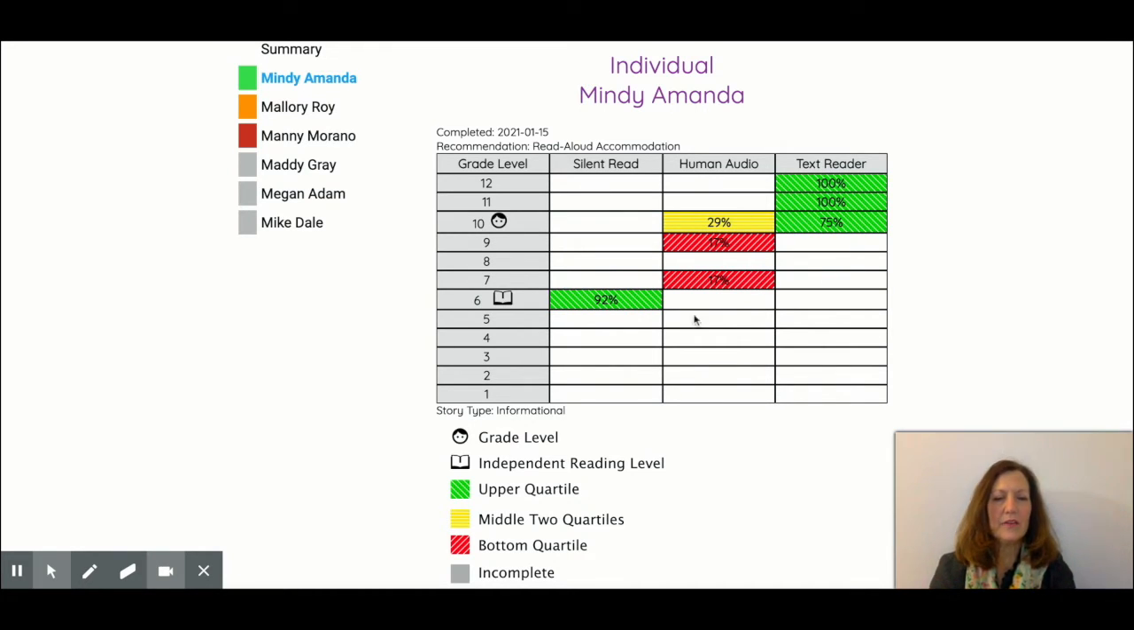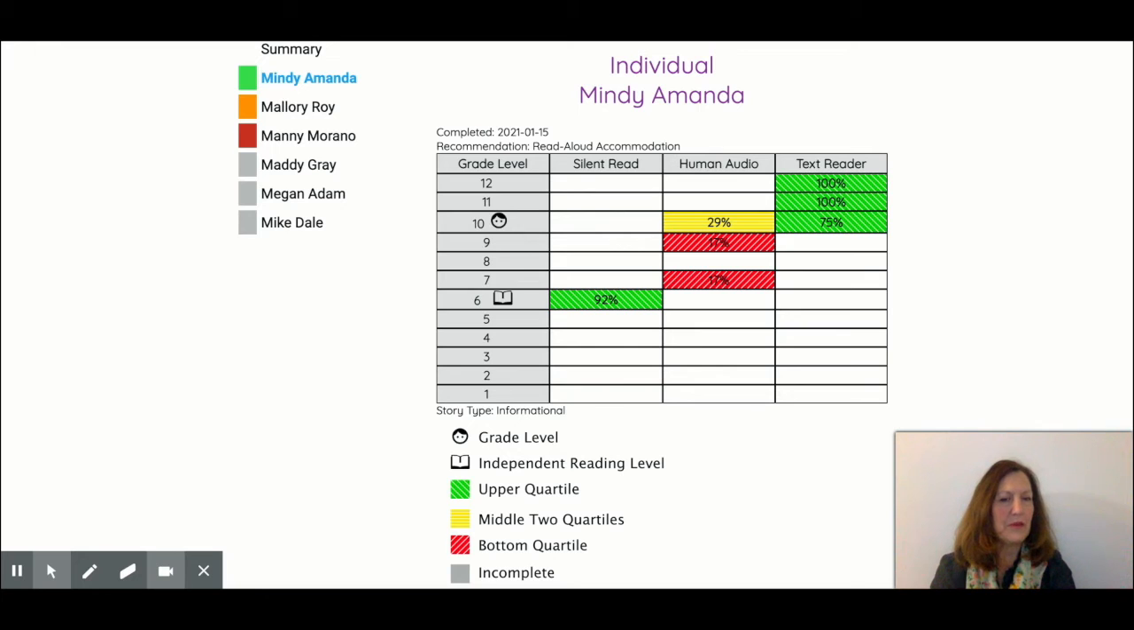The next thing to understand is the color coding. So green means the upper quartile, and what we're really looking for, the purpose of an accommodation is independence. So we're really looking for our students to be in that upper quartile or the green color. Yellow stands for the middle two quartiles. We call that the instructional level. And red is the bottom quartile, and we would call that frustration level. And obviously, we want to keep our students out of frustration level tests.